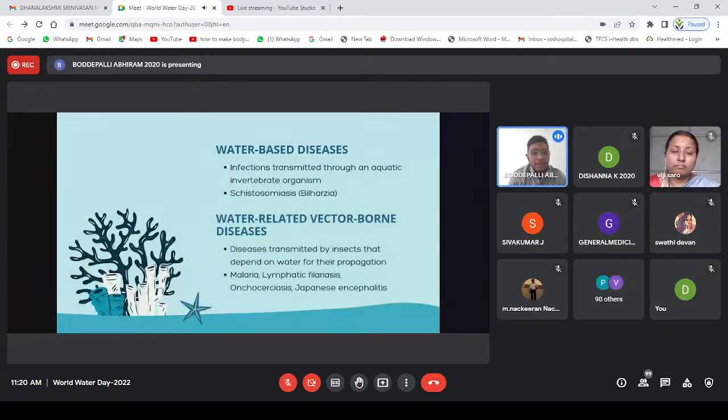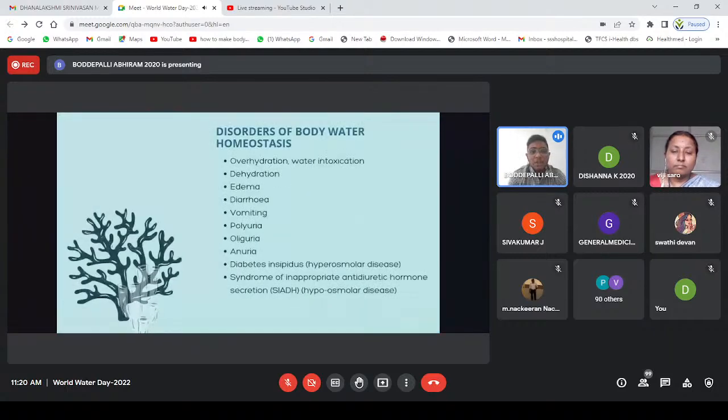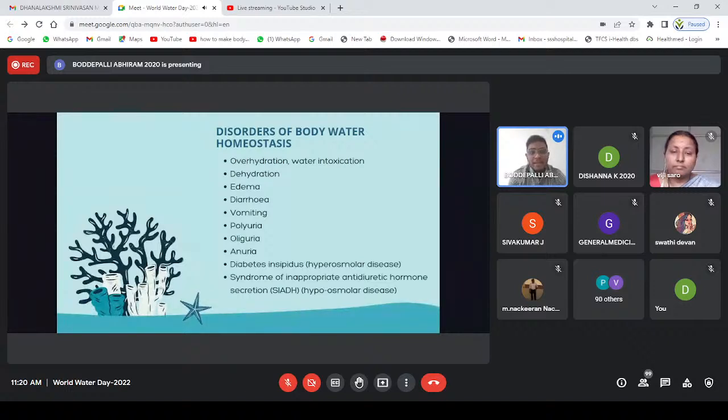So apart from this, we have well-known diseases that are caused by disruption in homeostasis, that is overhydration or water intoxication, dehydration, edema, diarrhea, vomiting, polyuria, oliguria, anuria, and diabetes insipidus, and syndrome of inappropriate antidiuretic hormone, that is SIADH.